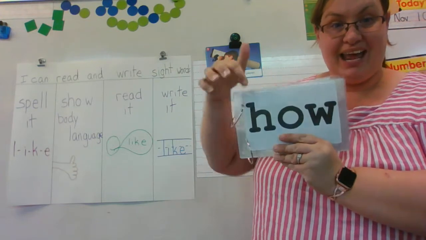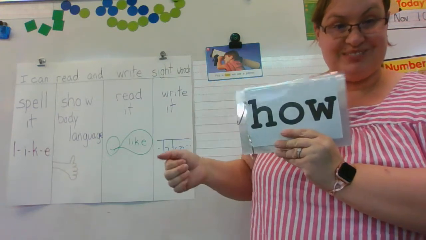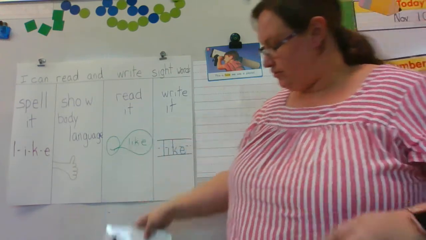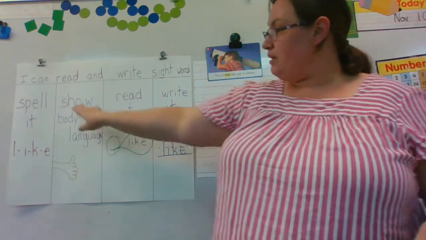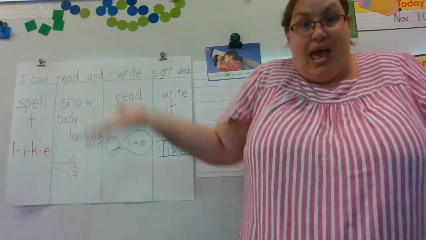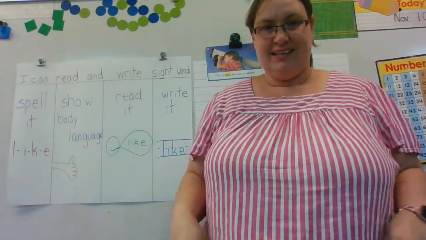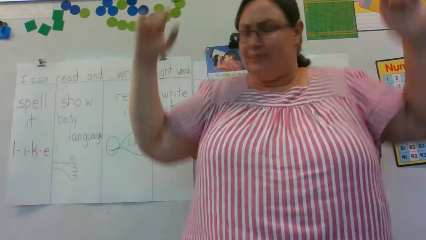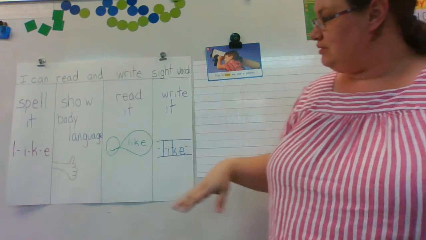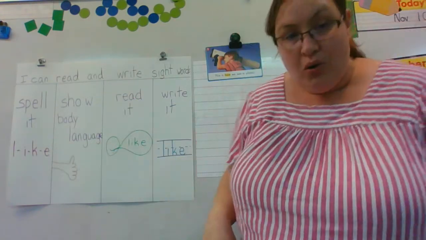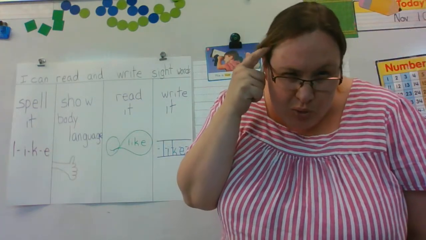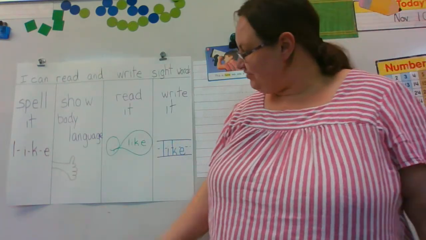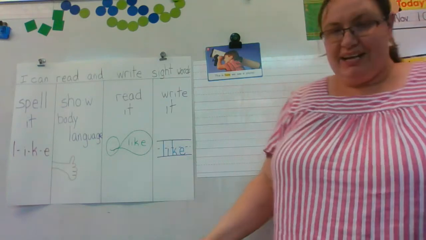I'm going to spell it. H-O-W. Spell it. How. H-O-W. And I'm going to do the motion. I'm going to show the body language. How. This is not what. This is how. Okay. How. Show the body language. Or you could ask yourself a question. How? That's what we do in Mrs. Small's class. But I know the other teachers do it a little different. So we're doing both. Show the body language.